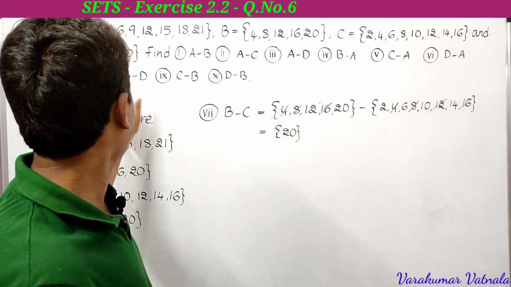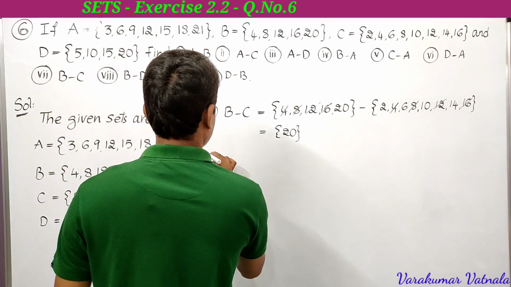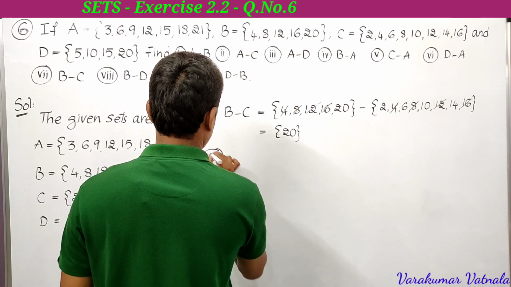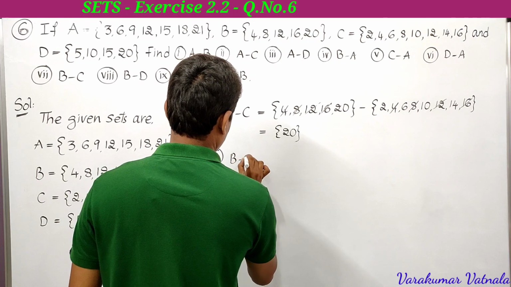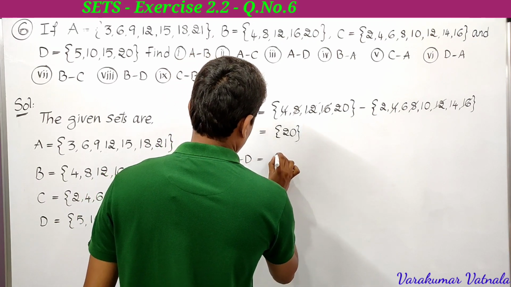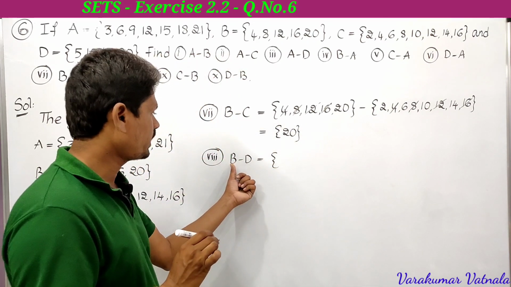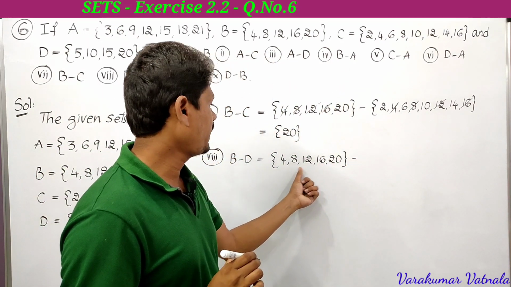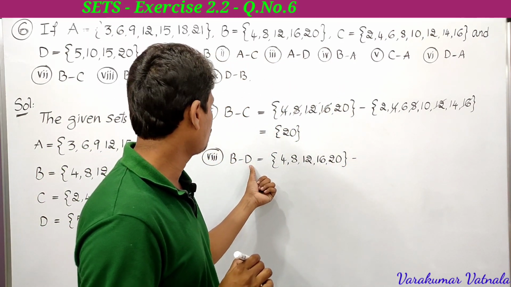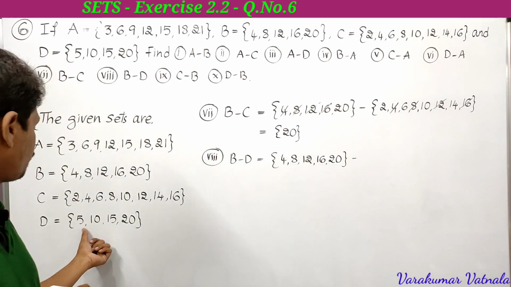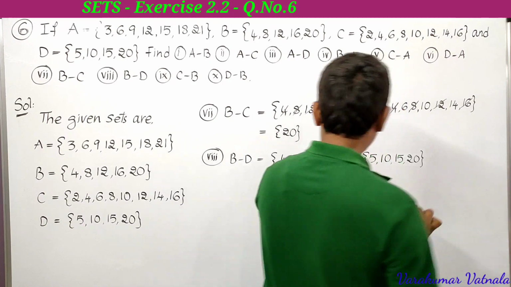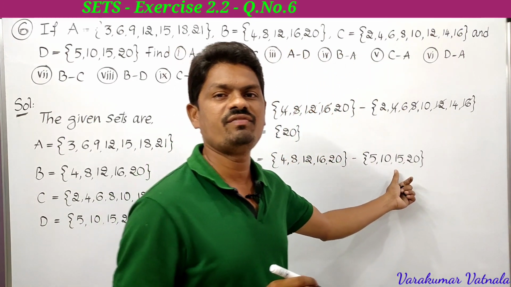Next we have to find the eighth one. So it is B minus D. First we have to write set B. So this is B, 4 8 12 16 20, minus we have to write set D. Set D is equal to 5 10 15 20. These are the elements of set D. This is set D, 5 10 15 20.